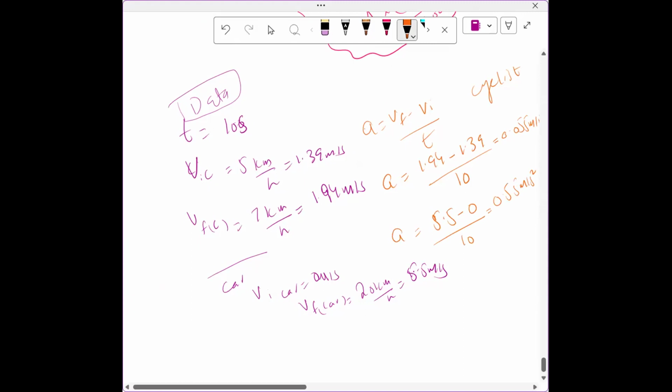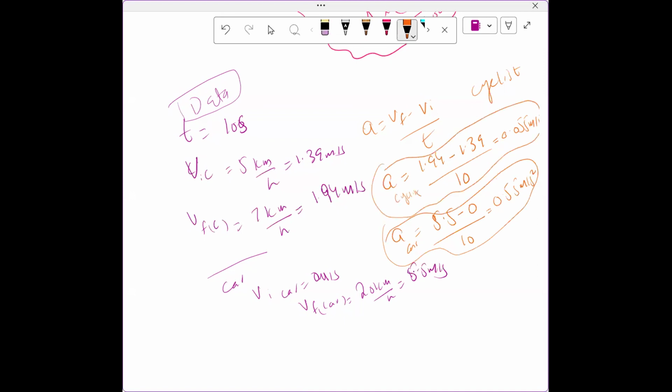Now we had to find the difference between the two. So the car has an acceleration of 0.55 and the cyclist has an acceleration of 0.055. So whose acceleration is greater? The car. Okay.